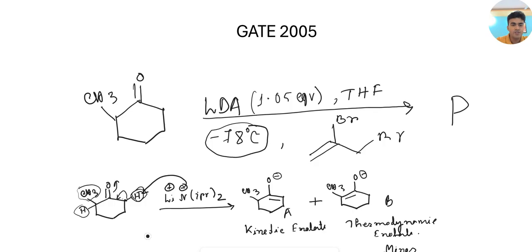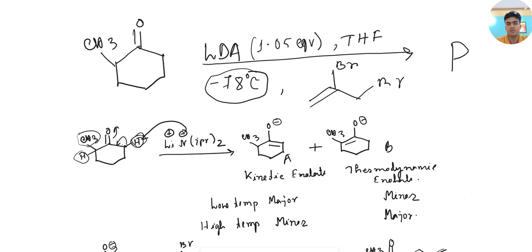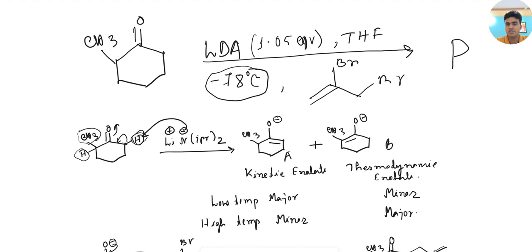So if this hydrogen is abstracted by LDA, the A enolate will be formed and it will be the kinetic enolate. On the other hand, if the temperature is high, then it will be stability controlled. That means the thermodynamic enolate will be formed. This is the more substituted enolate, so it is more stable. So at higher temperature, this thermodynamic enolate will be formed. We have described this: at low temperature, this is the major product, and at high temperature, this is the major product.